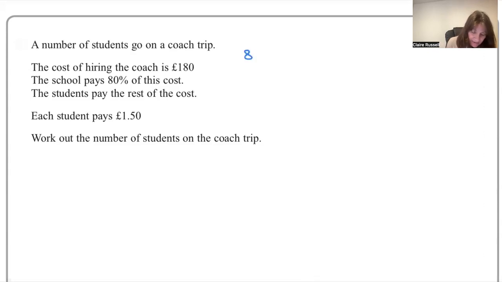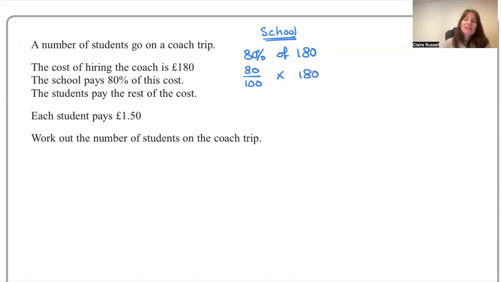So if I'm being asked to find 80% of 180, I'm trying to find out what the school is paying. Then I'm going to do 80 over 100. Percent means out of 100, so that is a way of writing a percentage. Of means times, and I've got my 180. That's really important to know. You don't have to have done it this way, but it's important to know because if it was on a calculator paper, boom, you're straight in the calculator and it's doing all the work for you. So it's nice to know you can set your percentages up like that.